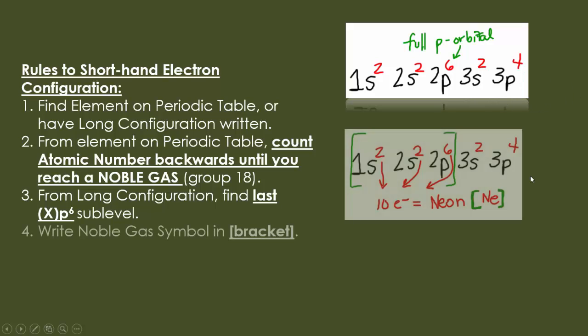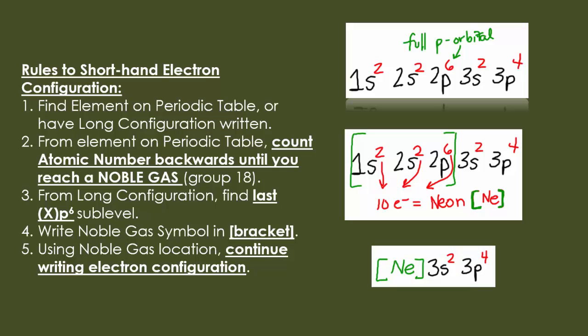So technically, everything from 2p6 to the left is going to be our noble gas configuration. If you count them up, 2 plus 2 plus 6 is 10, and that would be neon. So you are going to write the noble gas symbol in a bracket. After that, you just add the rest of the code, which is 3s2 and 3p4.